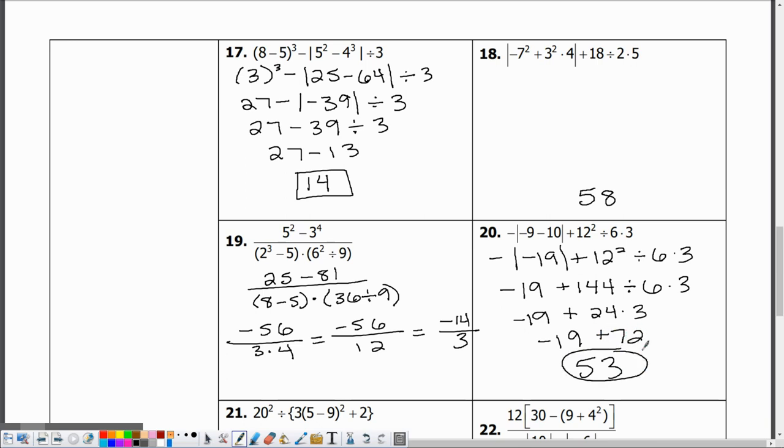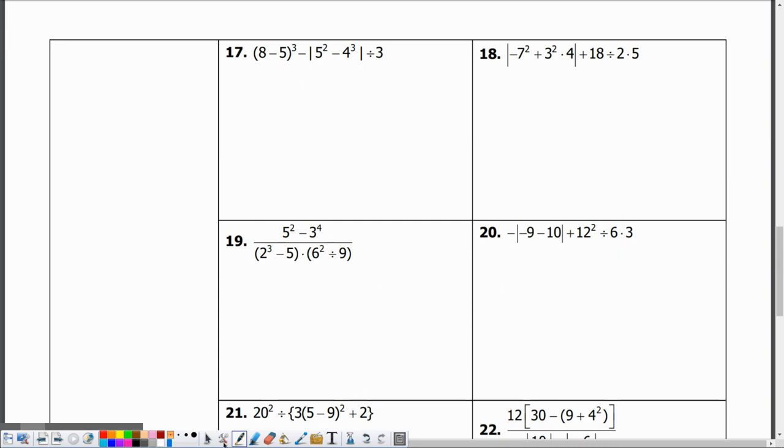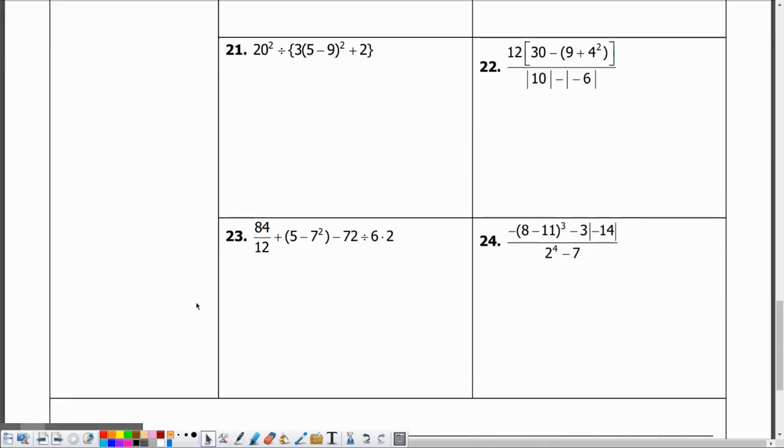Okay, so I'm going to go ahead and you can try 21, 22, 23, and 24. Pause your video, try them, and then come back. All right, so for 21, you have multiple grouping symbols. So make sure you're doing this part first, and then you're doing the outside part. So I'm going to leave my 20 squared divided by, and I have 3 times 5 times 9, 5 minus 9, which is -4 squared plus 2.